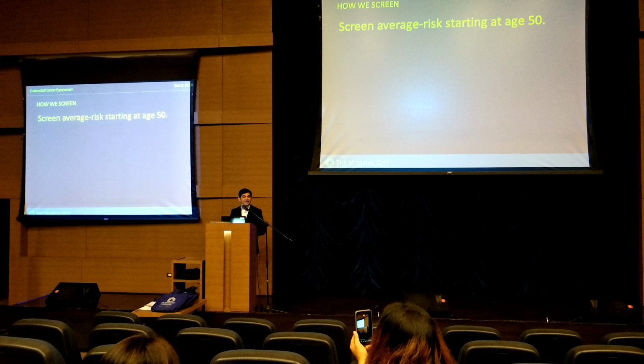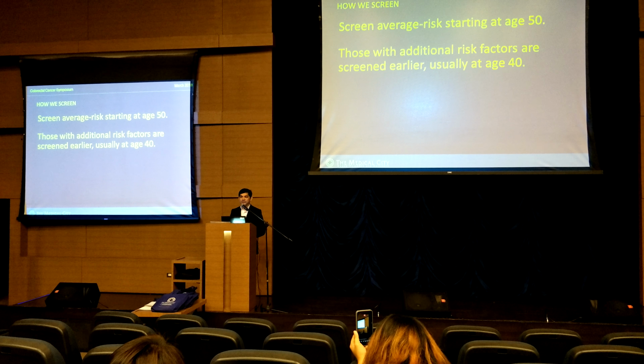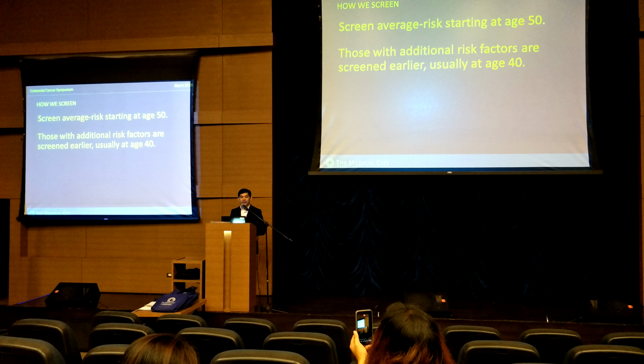If age is your only risk factor, you are considered average risk. However, if you have additional risk factors like family history, inflammatory bowel disease, you need to be screened earlier, usually at the age of 40 or 10 years before the age of the relative. So example, if your father got diagnosed with colon cancer at 55, you would be screened either 55 minus 10 at 45 or 40, whichever comes earlier. So 40, okay?